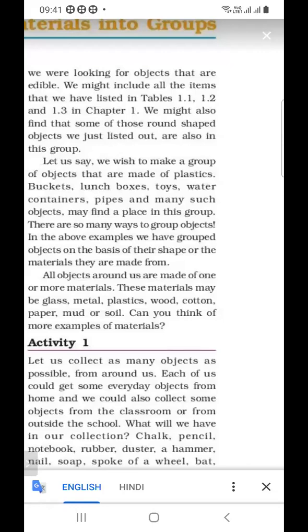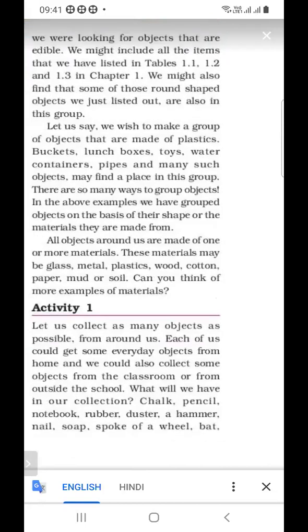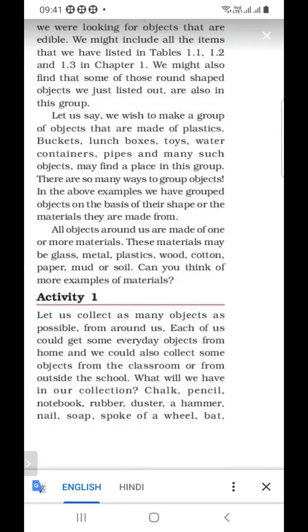And there are so many ways to group objects. On which basis do we group objects? On the basis of their shape or the material they are made from. So next is activity 1. What is activity 1?